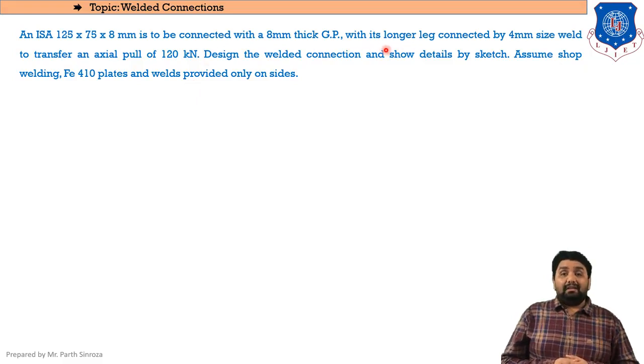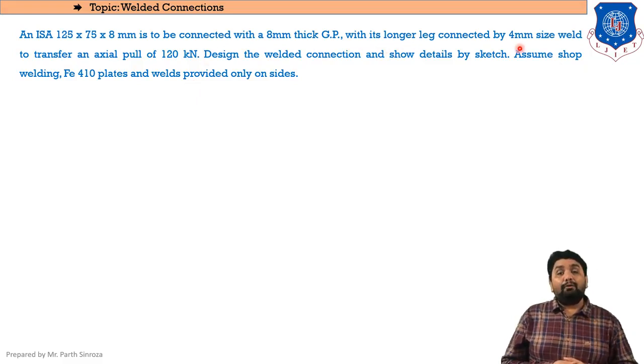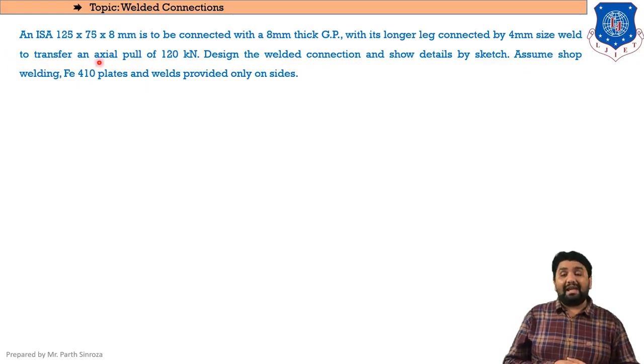And here in this sum, it is also given that it is connected by a 4 mm size weld. Clear? So capital S, or size of weld, that we calculated in the previous sum, we don't have to calculate again here, as it is already given in the question that S is to be taken as 4 mm. Clear? So moving further, it is said that it is to transfer an axial pull, that is axial tension, of 120 kilonewton. We need to design the welded connection and show the details by sketch, that is, what weld you have provided and up to what length you have provided the weld.